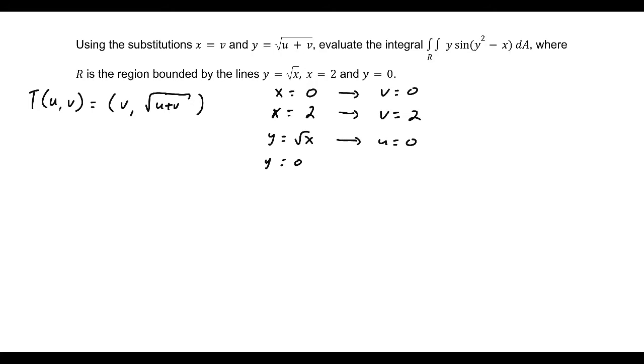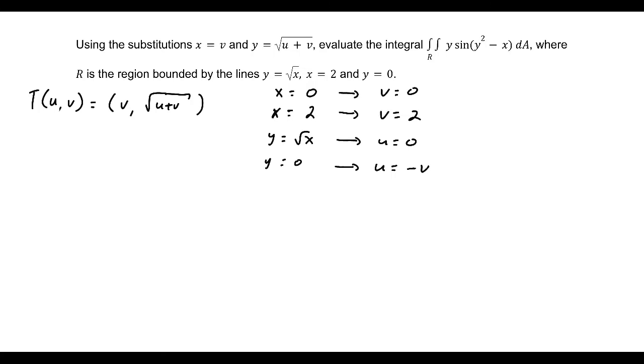And then y equals 0. For y equals 0, we would say the square root of u plus v equals 0, which gives us a relationship that u is equal to negative v. Now I've done this on purpose so that I have two of my statements. Two of them automatically came as v boundaries, but I wanted that last one in terms of u so that I would have two boundaries for v and two boundaries for u.